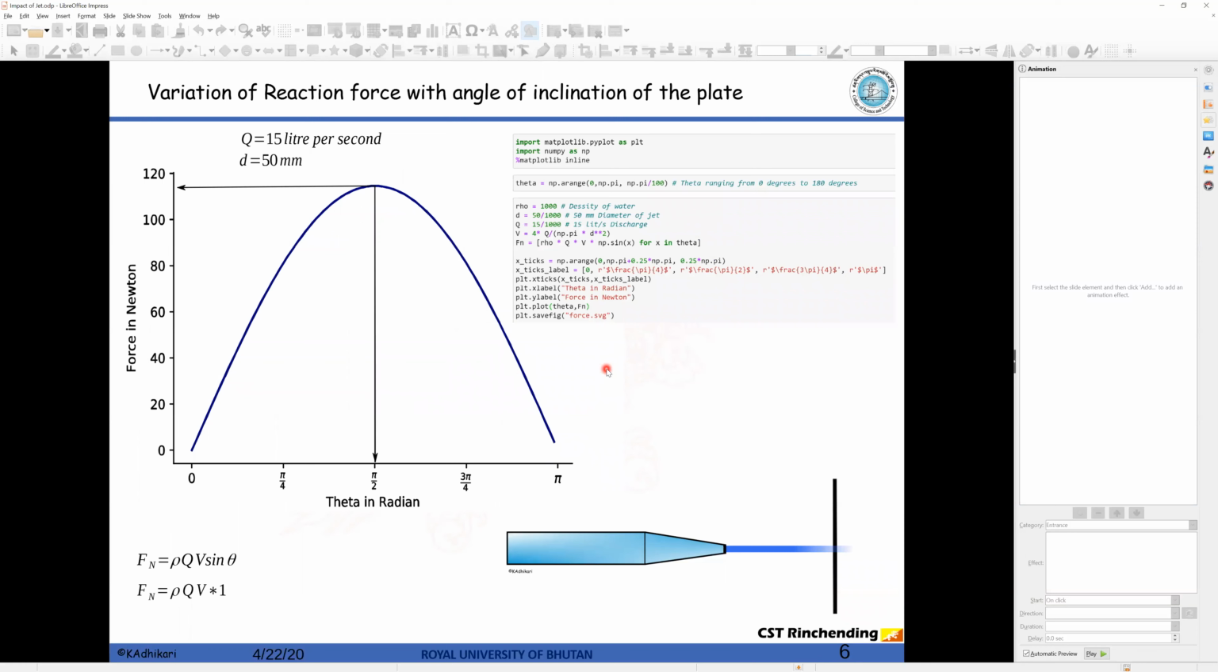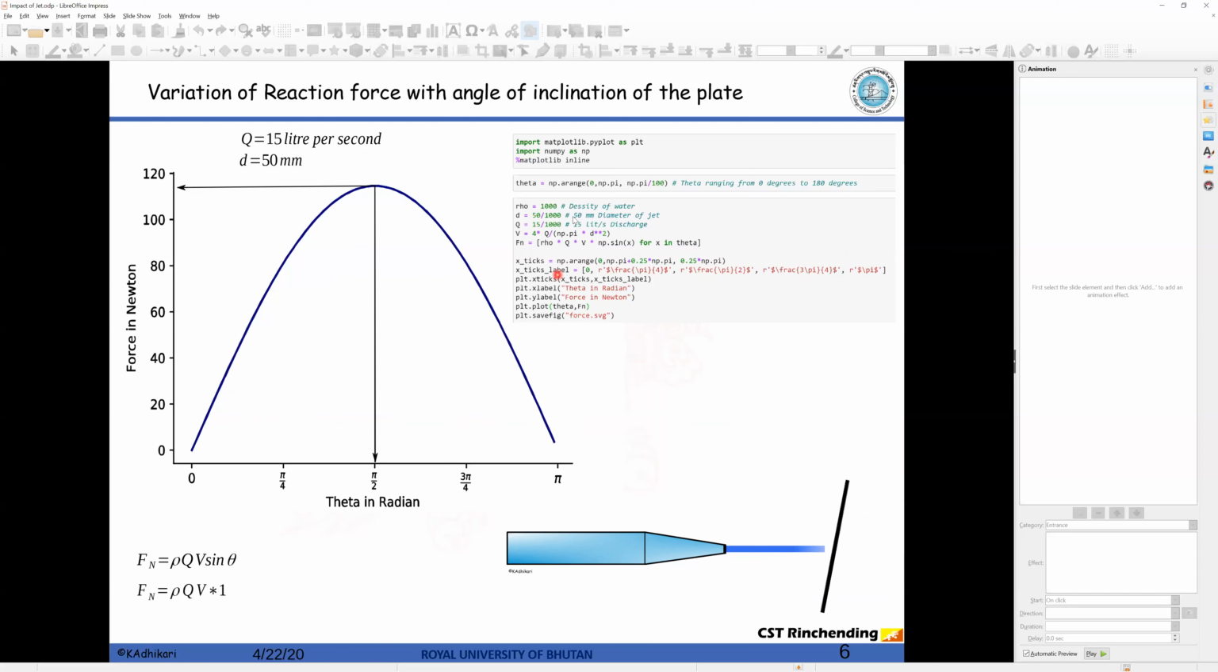Now, for a small experimentation, I took a discharge of 15 liters per second and a nozzle diameter of 50 mm, and I tried to vary the angle theta like this. Here theta is increasing and suddenly it becomes 0. See, I have taken theta from 0 radian to pi radian, that is 0 degrees to 180 degrees. So completely flat is 0 degrees, again it will become vertical, and again it will become completely flat, which is 180 degrees.